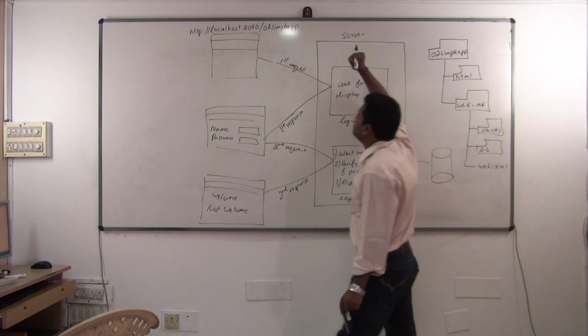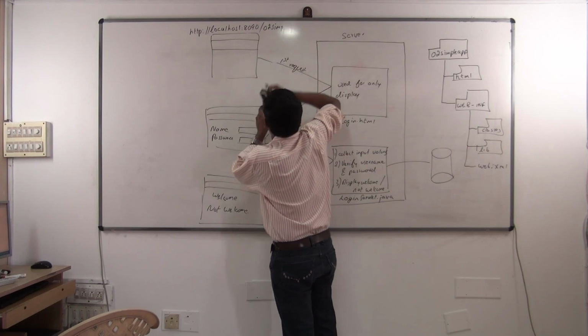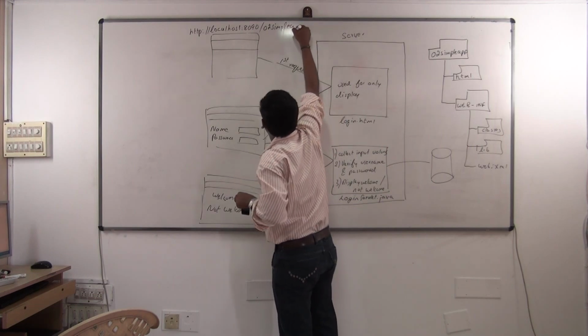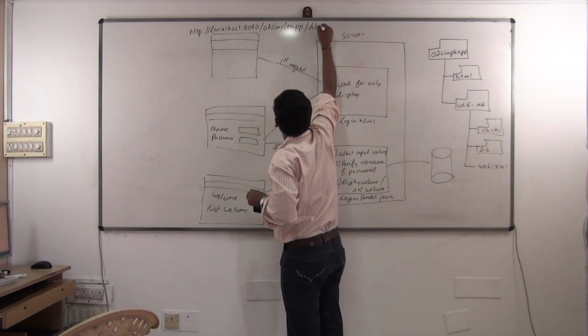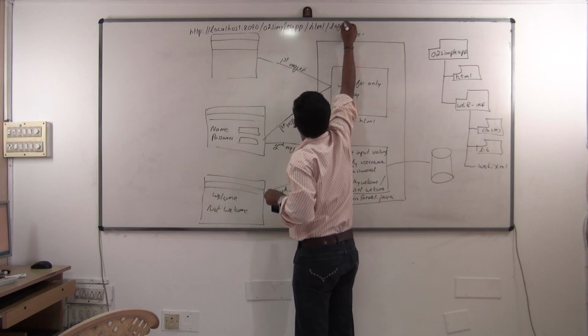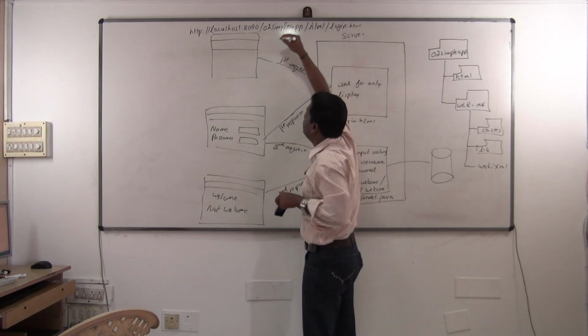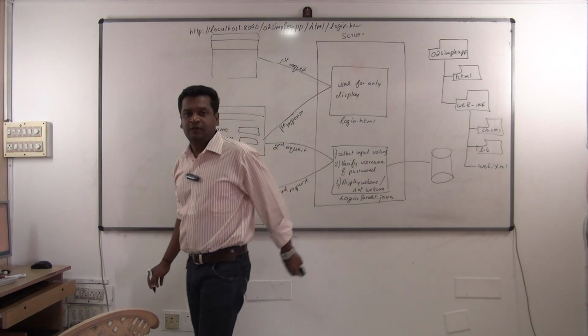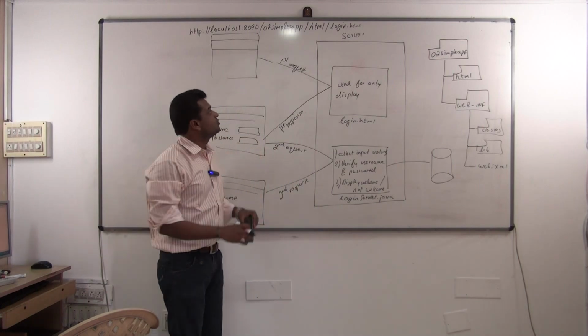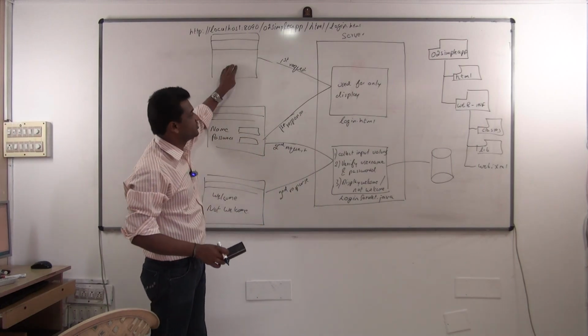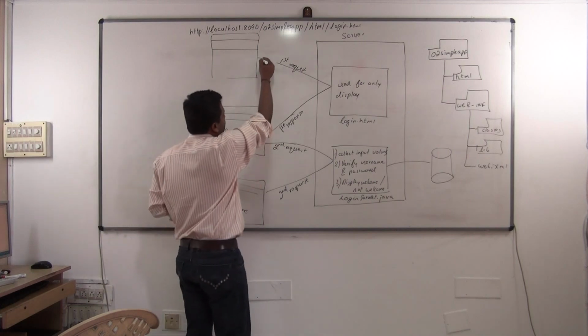So how do you make a request for HTML now? Clearly see this: 02simpleapp/HTML/login.html. This is how you will make the request now. This is your URL now. This will be your URL. Once you make a request to this URL, first request, what will happen now?